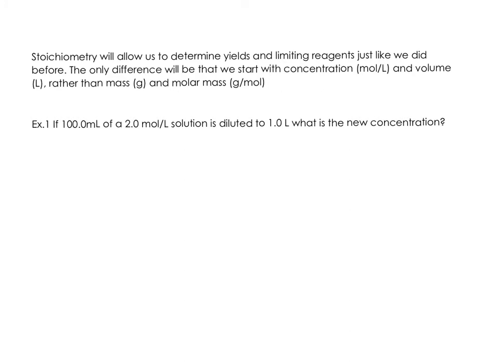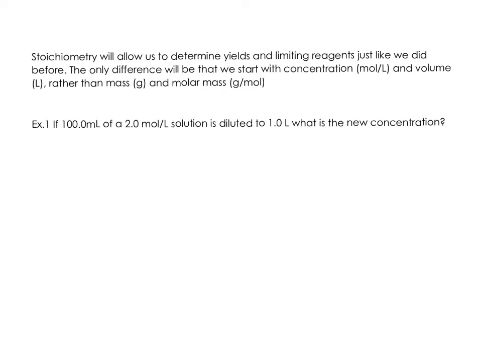So stoichiometry will allow us to determine yields and limiting reagents just like we did before. The only difference is that we are dealing with concentration, the units are moles per liter, and volume in liters rather than mass in grams and molar mass. So we're going to run through 4 different examples. The first 2 are not reactions, it's just a review. The first one is a dilution, and the second one is you're mixing 2 solutions, different concentrations, different volumes, but the substance is the same. So how that affects concentration.